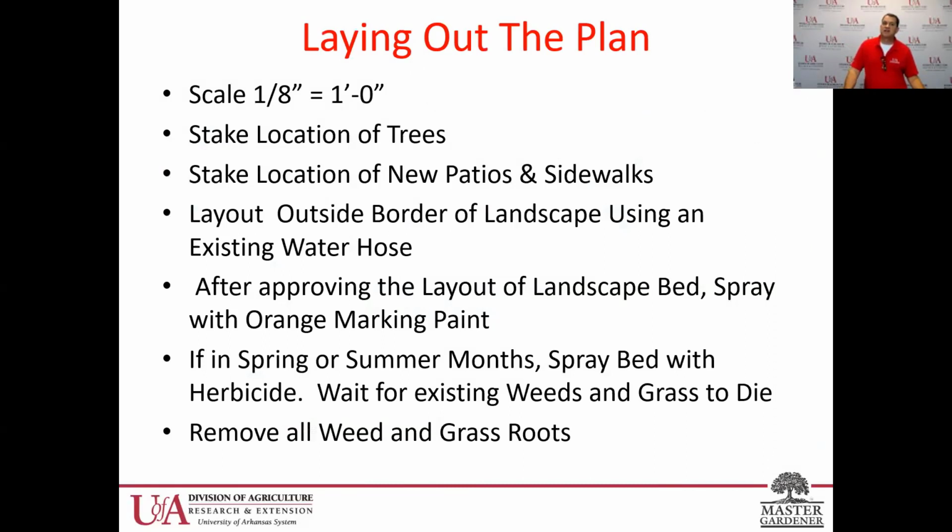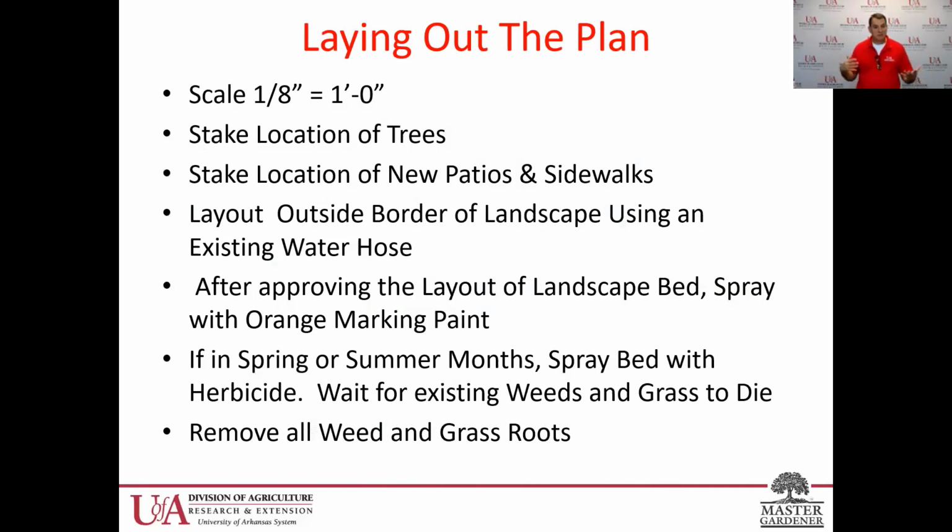You're going to stake out the locations of the existing trees on that plan. You're going to stake out the locations of your new patios and sidewalks when you're planting. You're going to lay out that outside border of the landscape. And the easy way of doing this is I have an old water hose. The reason for this is that water hose is flexible. I can shape it any way I want to, but the main thing is I can lay it out, look at it and see, hey, is this big enough?